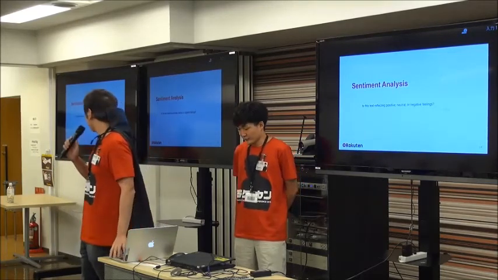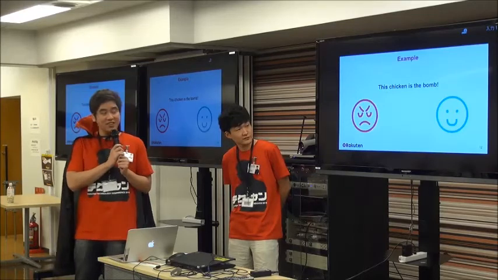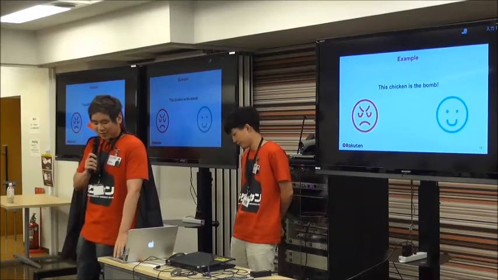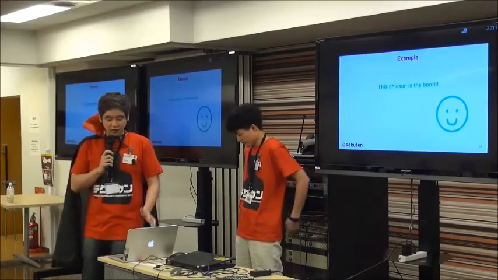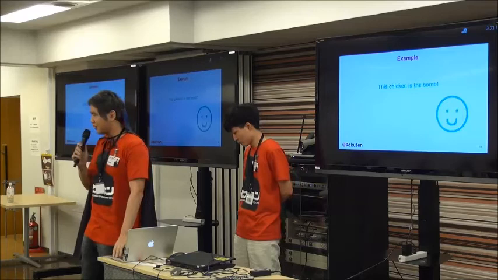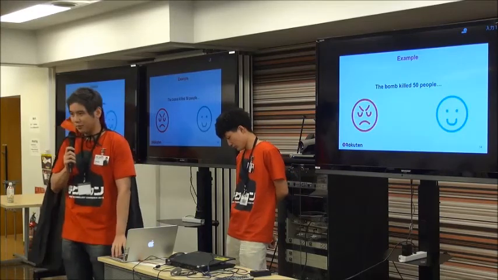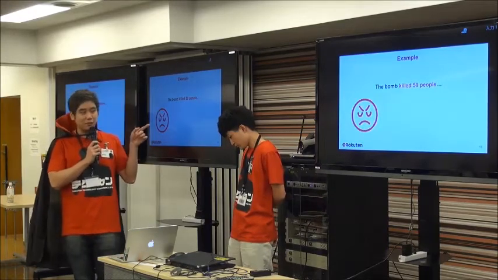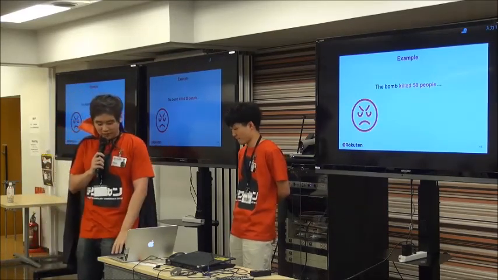So for some quick examples, the first example I want to show is this sentence. This chicken is the bomb. So is it negative or positive? Well, the answer is positive. I've color-coded the sentence for now, just so that you get an indication of what words start to balance out or what words start to turn negative. The next sentence reuses one of these words. The bomb killed 50 people. Last time, bomb was a positive word to describe chicken, but now this sentence is negative because it killed 50 people.